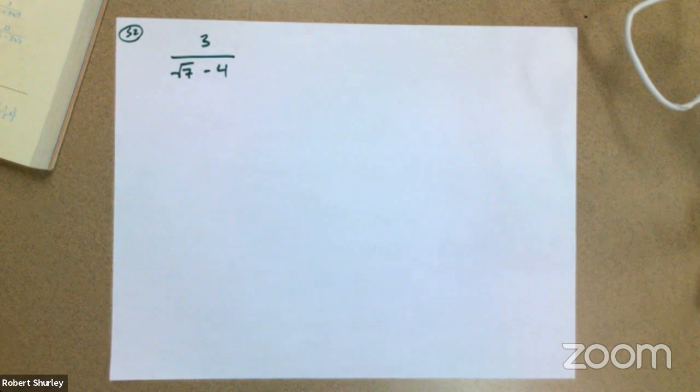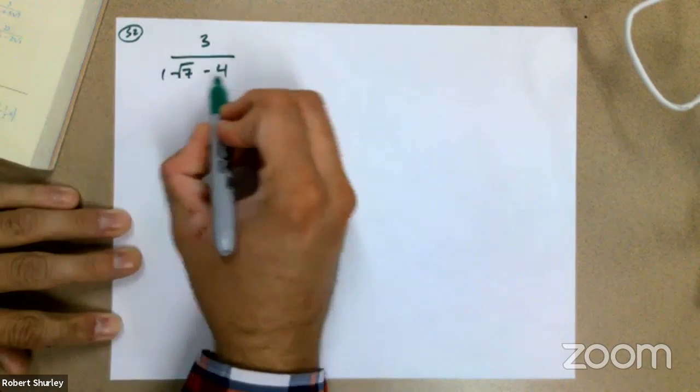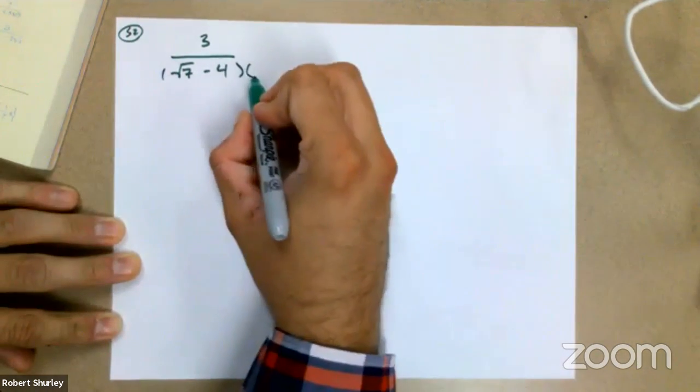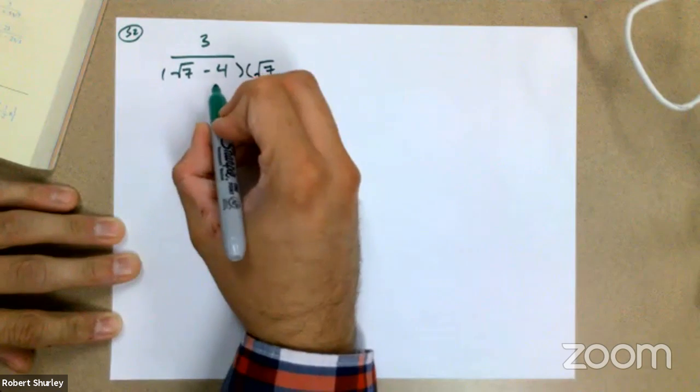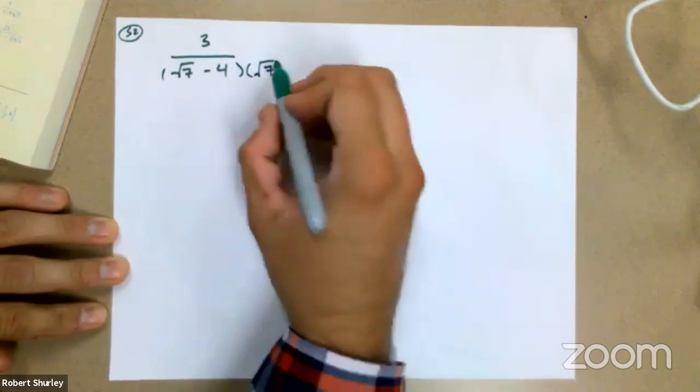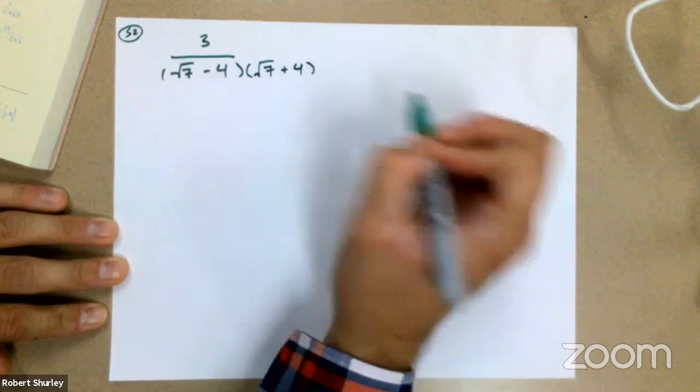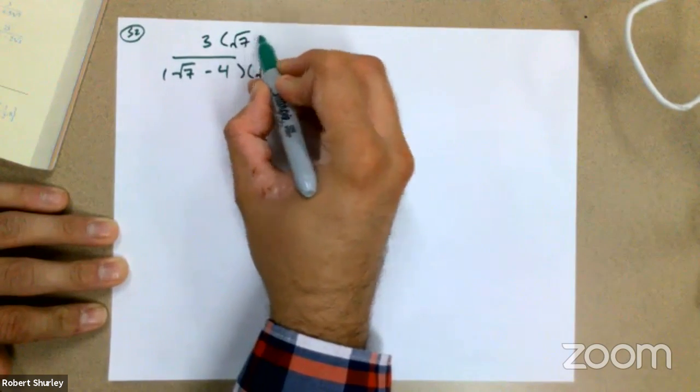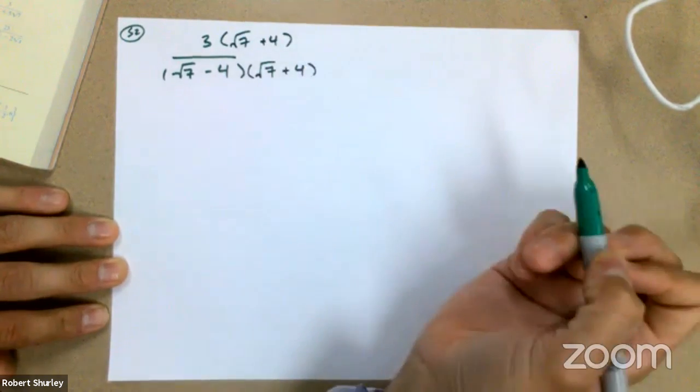Okay, let's see if we got it. Look, this denominator, the square root of 7 plus 4, the conjugate's going to be the square root of 7, I'm sorry, the square root of 7 minus 4. The conjugate's going to be plus 4. Okay? Now we have to multiply that on the top as well.